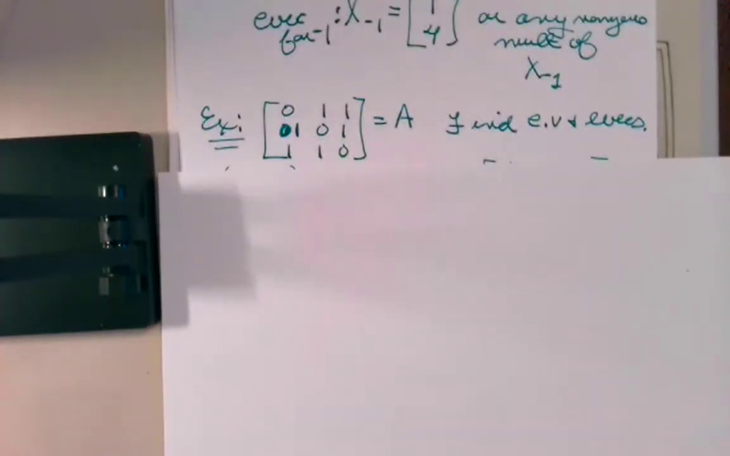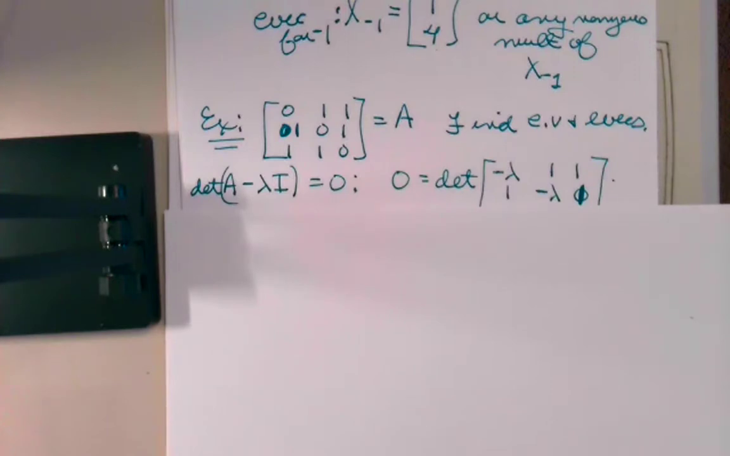All right, let's look at one where it's not quite as trivial, because 3 by 3s are always harder, even though this is a pretty easy one, because the algebra can get really messy on this. We're asked to find the eigenvalues and eigenvectors for this matrix.